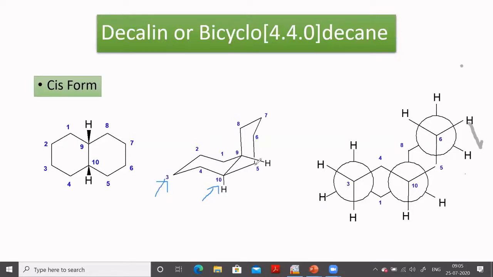Now this fifth carbon is further attached to 6. तो अब मैं ऐसे देख रही हूँ मॉलिक्यूल को, तो मुझे नेक्स्ट जो न्यूमैन प्रोजेक्शन दिखेगा वो इस 6-7 बॉन्ड के अक्रॉस दिखेगा. So because of that, the 6 carbon will be in front of me and the 7 carbon will be on my back side. So this is the Newman projection for the cis form.